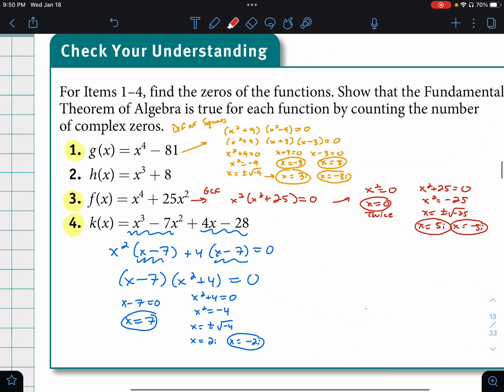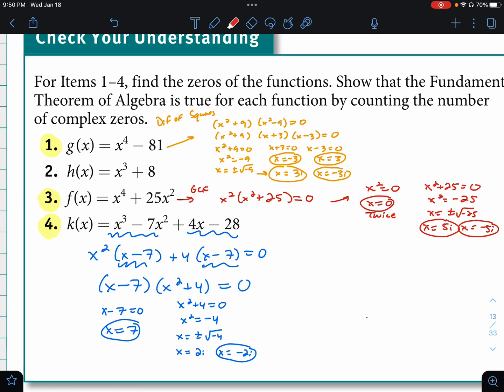Hopefully you tried those on your own. So again, feel free to pause and analyze the work. The first one, difference of squares twice, leading to 4 answers. Number 3 is a GCF, where I get an x equals 0, actually twice. And then again, 2 imaginary answers. And number 4 is our grouping again. I forgot to circle it down here, but I do have 3 answers for my third degree problem for the grouping. Hopefully that gives you some good practice to try with it.